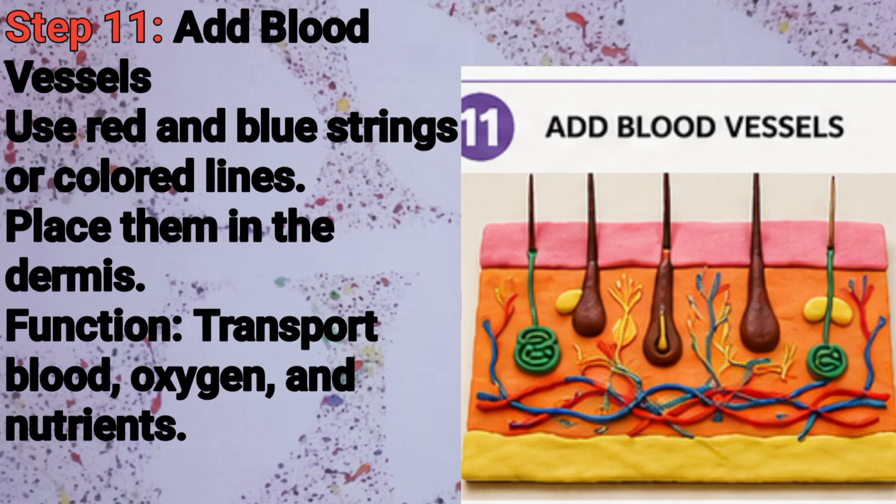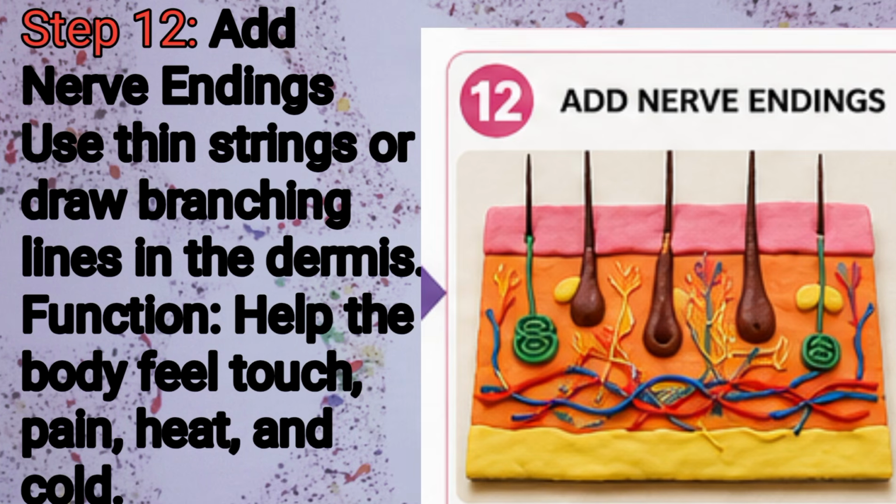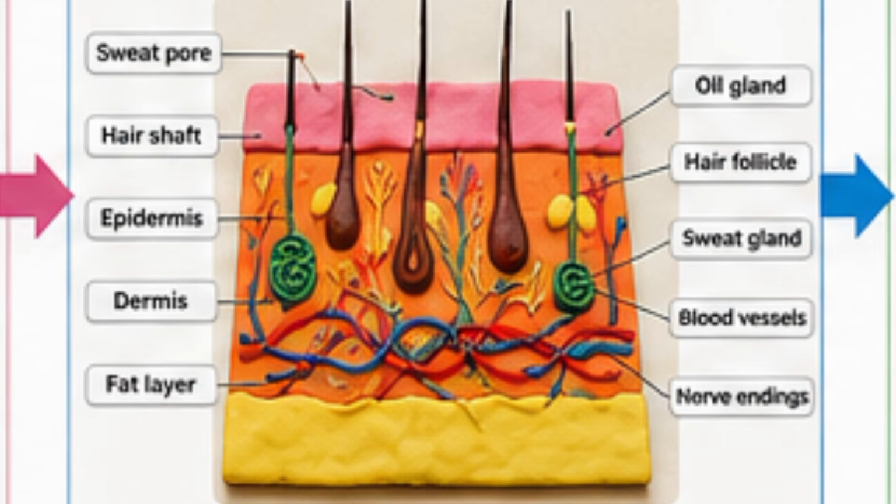After that, let the learners use thin strings or draw branching lines in the dermis to add nerve endings, as you can see. Then after doing all this, they have already made the parts of a human skin. From there, we are going to label all parts clearly and use neat handwriting and arrows. When you do that, you will have already made the human skin.